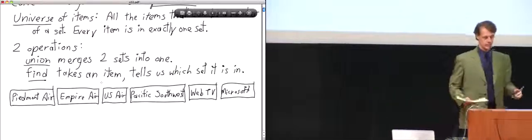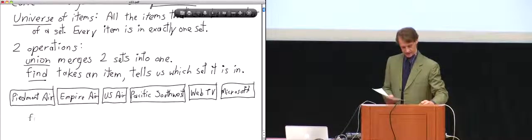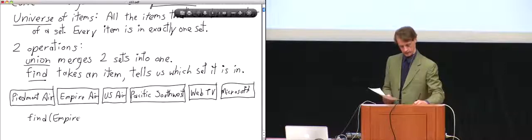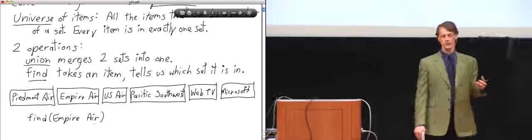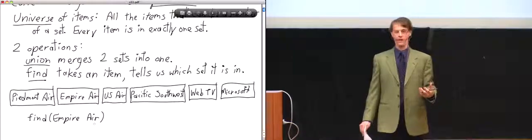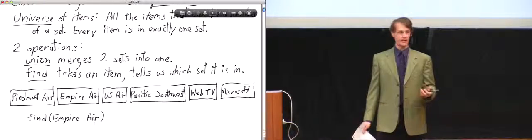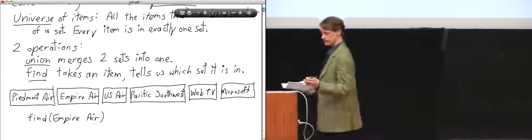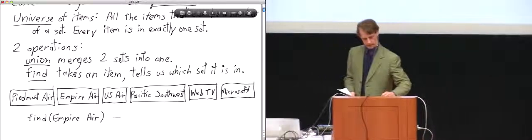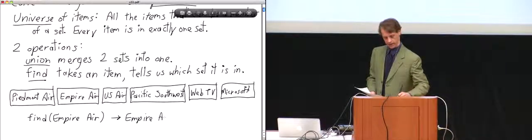Before we do that, if I just take this input and I say find Empire Air, that find operation looks and tells me what set currently contains Empire Air. And let's just suppose that when we start, we're going to name each set after the one item that's in that set. So that find operation will return the item Empire Air: it's in a set called Empire Air.